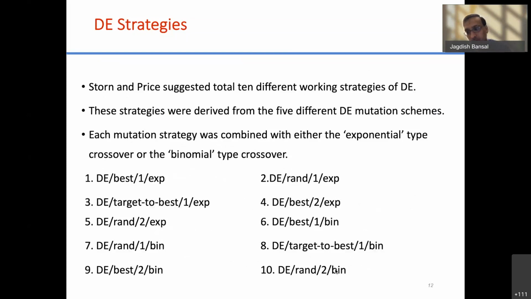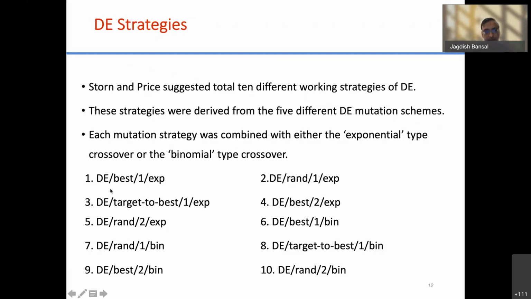Next operator is the crossover operator. So based on this, I'm coming to the crossover operator. Initially, Storn and Price suggested 2 crossover operators, exponential and binomial. Based on these, he proposed a total of 10 strategies: 5 strategies for mutation plus exponential, and 5 mutation plus binomial. So every mutation strategy is combined with different crossover operators, exponential and binomial. He proposed a total of 10 strategies.